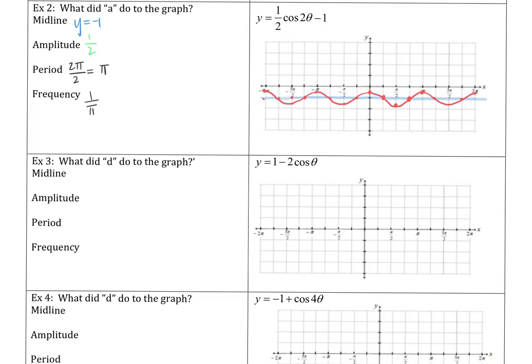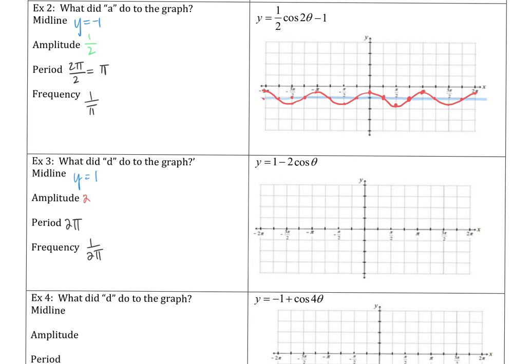I've got 1 minus 2 cosine theta. So what is going on with this graph? I've got the midline located at y equals +1. I've got an amplitude of 2. I have a period of 2 pi because b is 1. The frequency is 1 over 2 pi. So one complete cycle will be done within 2 pi time.